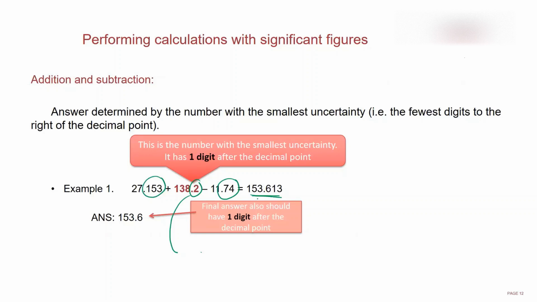Here, my answer is 153.613. In this answer, I need to have only one decimal place. So I don't write the other decimals. My answer now will be 153.6.